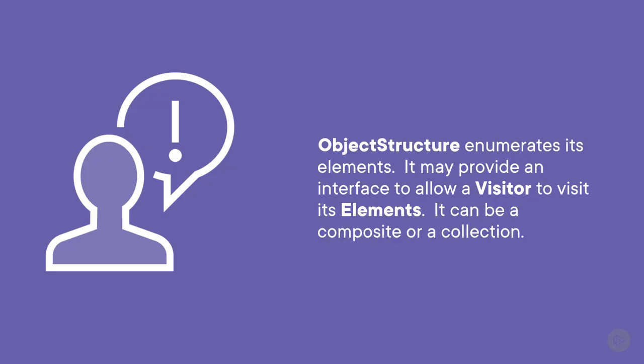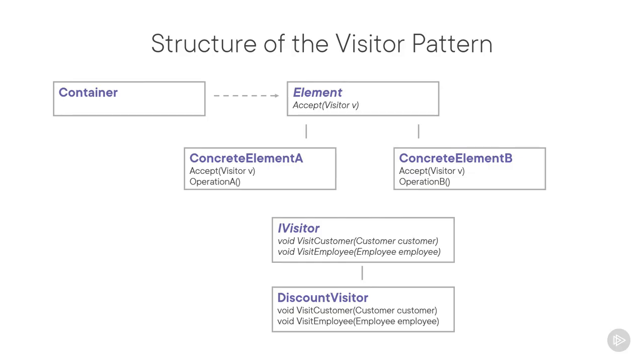The object structure then can enumerate its elements. It typically provides an interface to allow a visitor to visit its elements, and it can be a composite or a collection. As you've guessed, that maps to our container.